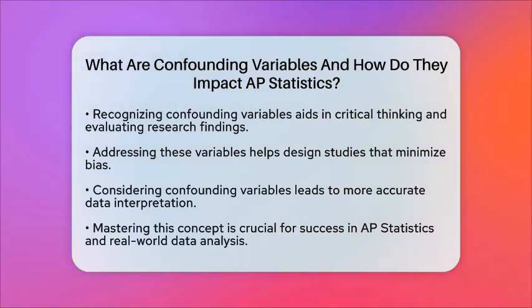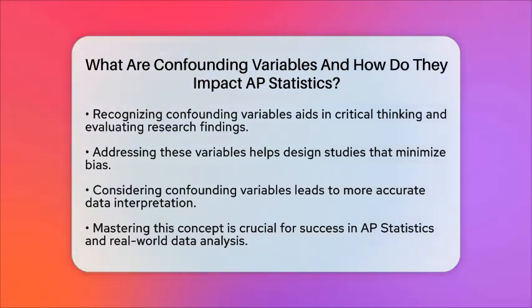For students taking the Advanced Placement Statistics exam, recognizing and addressing confounding variables is key to understanding and interpreting statistical studies. It helps develop critical thinking skills to evaluate research findings and identify potential biases. Additionally, it aids in designing studies that minimize the impact of confounding variables. When interpreting data, considering the role of these variables can lead to more accurate conclusions.